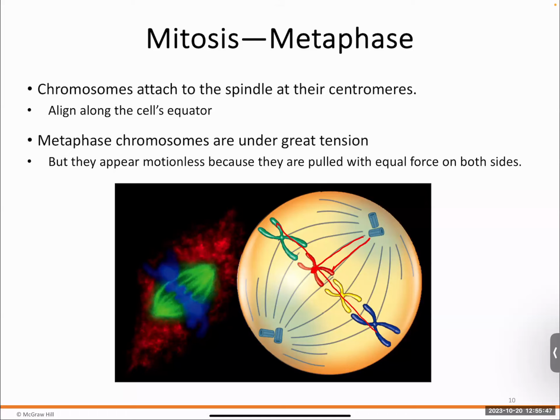It is also interesting that if you were to look at a cell undergoing mitosis during metaphase, it appears that the chromosomes are just staying there. They appear motionless, but in reality, you have a lot of tension that comes from the spindles, making sure that alignment is taking place. So they are being pulled, but the pulling force is equal on either side, therefore ensuring that the chromosomes stay in the middle, or the equator, of the cell.